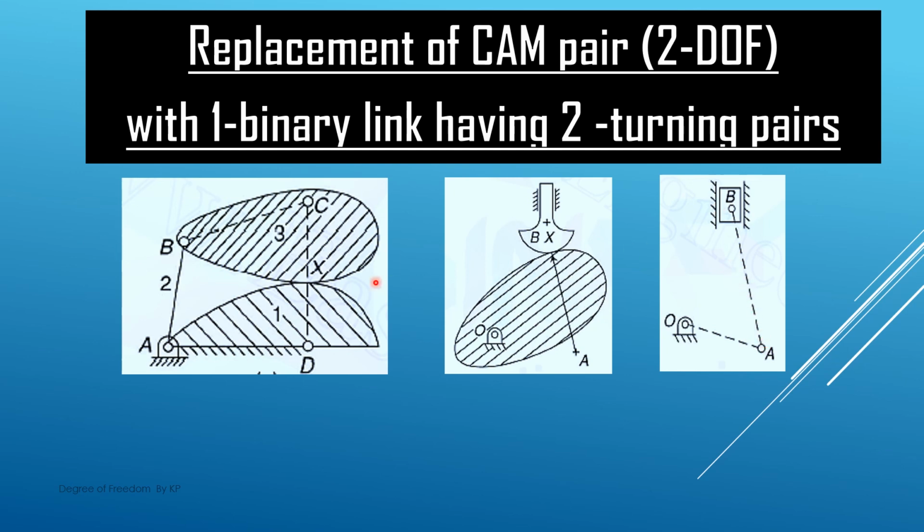Now, if we are replacing this with one binary link with two turning pairs, we have to make a kinematic change. So now we can join this point C with B by a binary link. Similarly here, this BA link which we get after replacing the cam pair, which has 2 degrees of freedom, has point A as a turning joint, and this also has to be combined with point O, the center of rotation of the lower link. So this we have to join with the help of a binary link. This way we replace the cam pair with one binary link having two turning pairs.